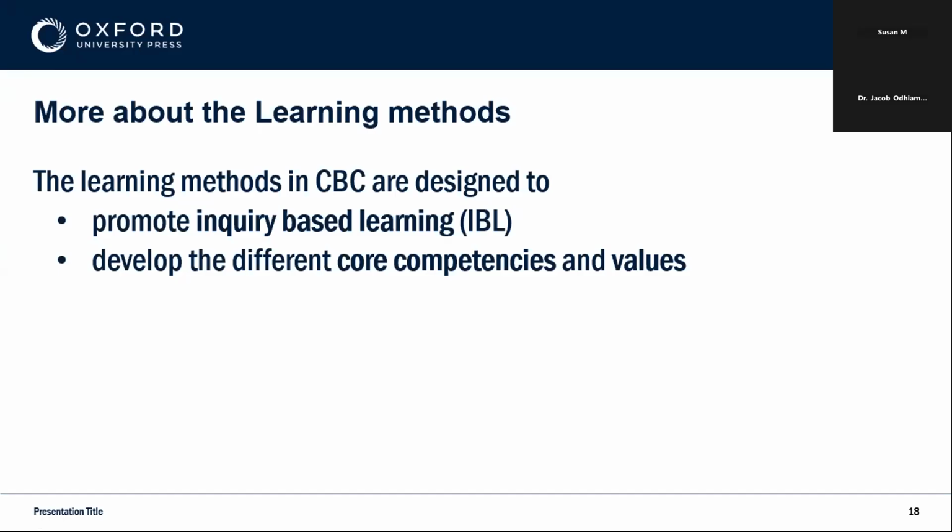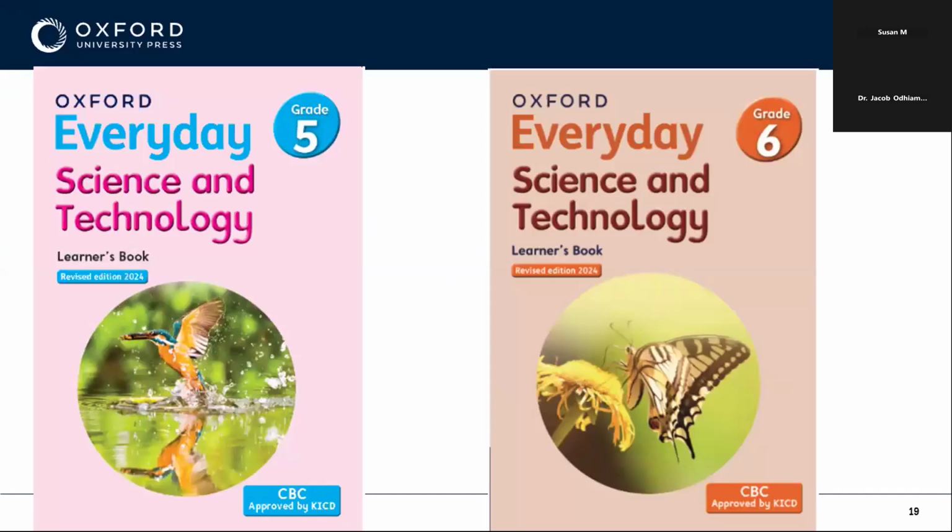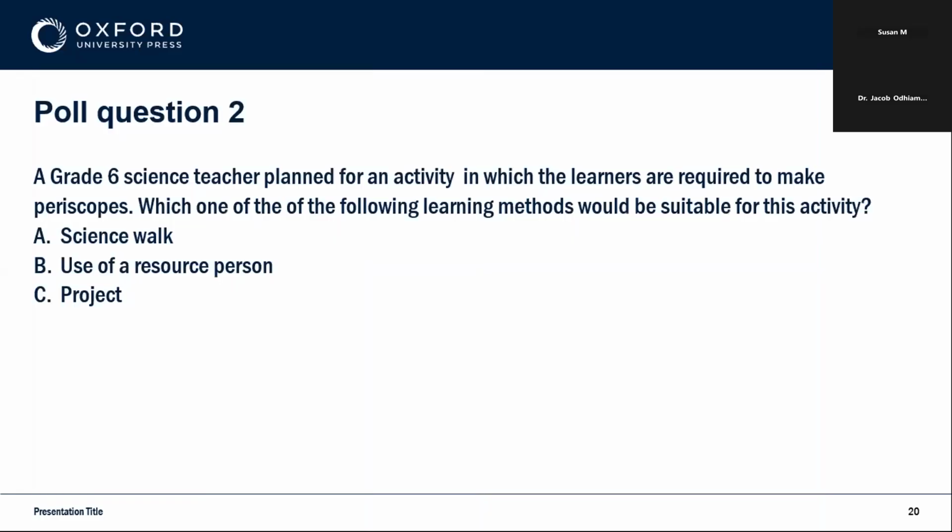Let us go to the poll question. Again, there you can see the learner's book. For those who joined us late, we are talking about the learner's book grade 5 and grade 6, Everyday Science and Technology, learner's book grade 5 and learner's book grade 6. Poll question 2.